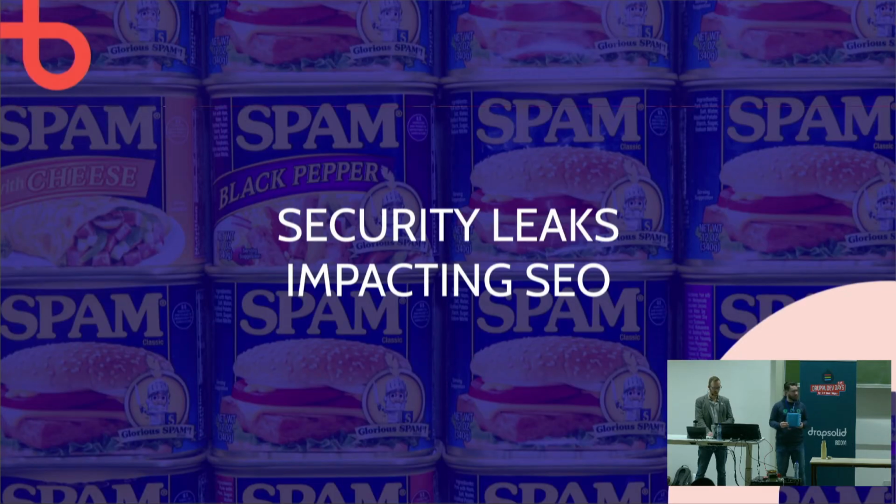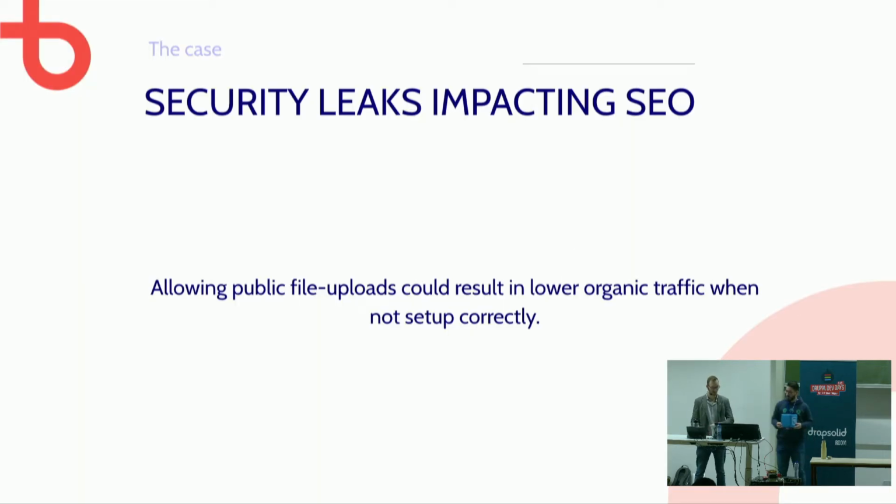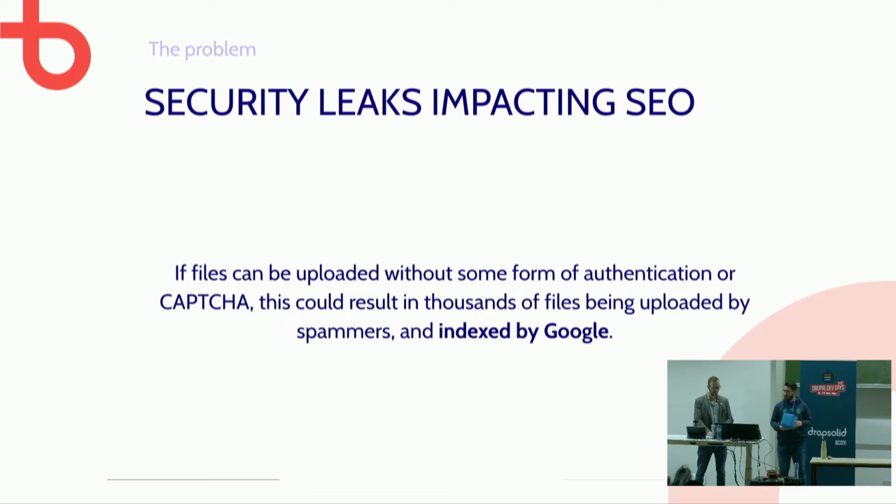Next up, we have possible security leaks that could impact your organic visibility in Google or other search engines. For example, if you have public file uploads, let's say you have a website and there are jobs on those pages, and you allow people to upload their resume, well, then you should try to make sure that those files do not get indexed by Google. Because if files can be uploaded without any authentication, then hackers or malicious users could also use that to upload torrent files or anything else for that matter. And you don't want those to get indexed by Google, of course.